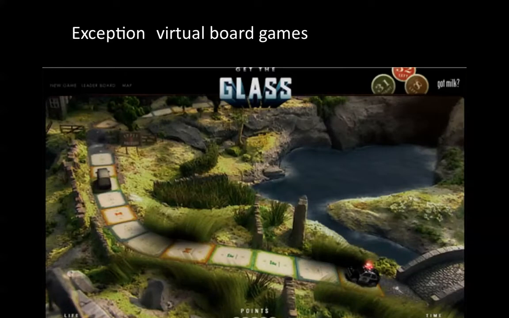Get the Glass is a good example. This is a game that's designed as a kind of virtual board game, so it plays just as long as any other board game would. Players have to roll dice and move pieces, and all of these activities take time, significantly more time than traditional casual play in advergames. This particular campaign was produced by the milk producers in the US, basically to promote the value of drinking and consuming milk.